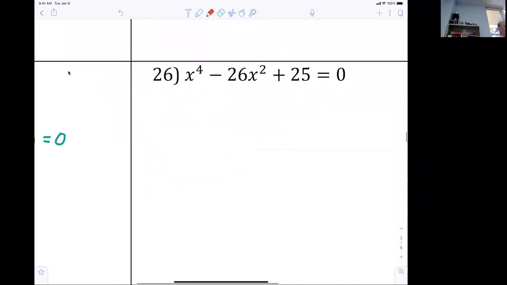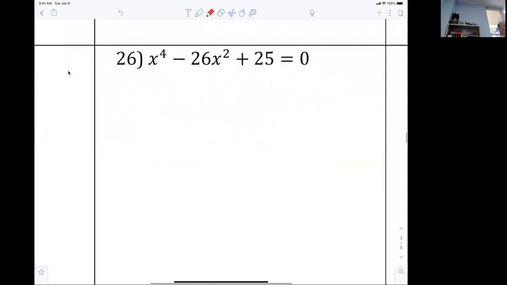All right, here we go. Now, put a little star by this one. How many solutions are there? 4 solutions. There are 4 solutions here because the largest exponent, what's referred to as the degree, tells you the number of solutions. That is called the fundamental theorem of algebra.